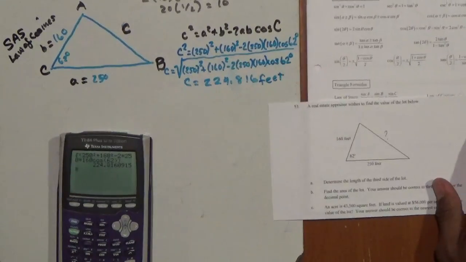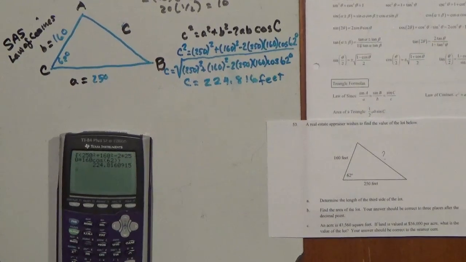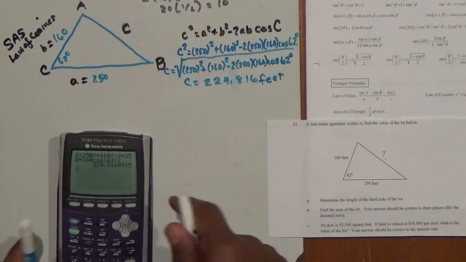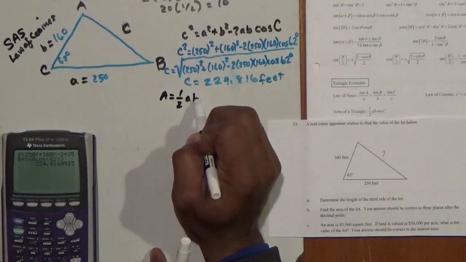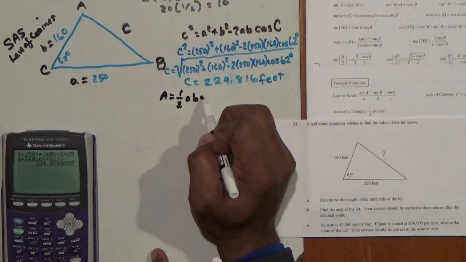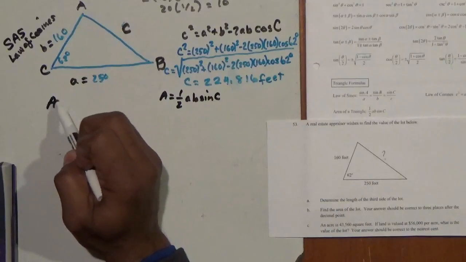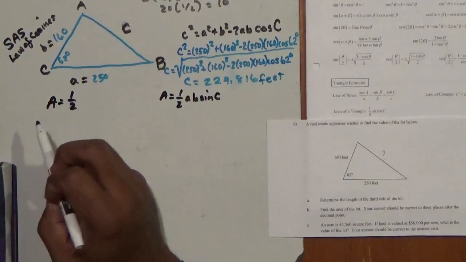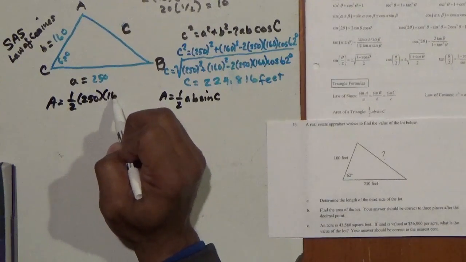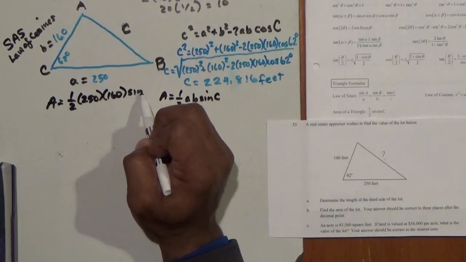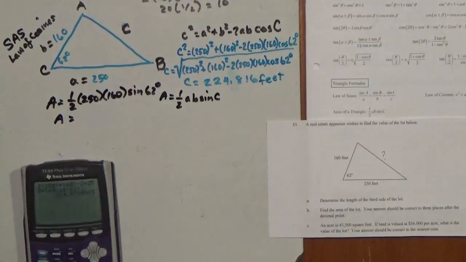So finding the area, we're going to use that formula again. We know angle C, we know side A, side B. So we're going to say that the area is equal to 1/2 AB sine C. So our area for our problem is 1/2 times 250 times 160 sine 62 degrees. Let's punch it in.